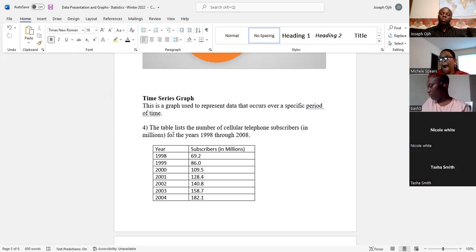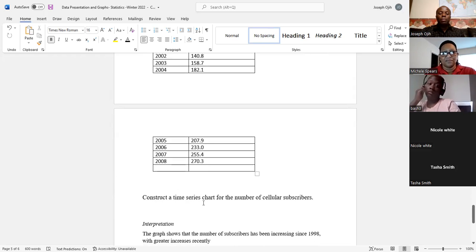Now, a good example is the one that we have here. Say that the table lists the number of cellular phone subscribers for the years 1998 to 2008. This kind of graph helps us see the trend of events. The table shows the year and subscribers. This question says, construct a time series chart for this number of cellular phone subscribers, and then, of course, you have to interpret it.